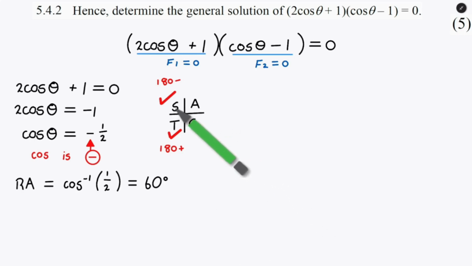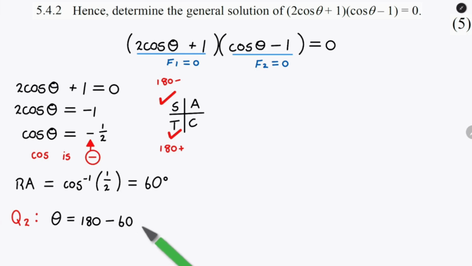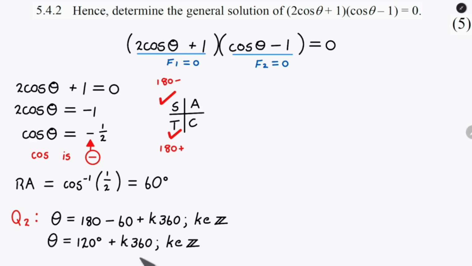So let's start off with our quadrant 2 solution. In quadrant 2, it's 180 minus the reference angle of 60. And then because I'm working with cos, it's got to be plus k360. And k is always an element of integers. So 180 minus 60 gives me 120. And then I'll just add that plus k360. K is an element of integers.